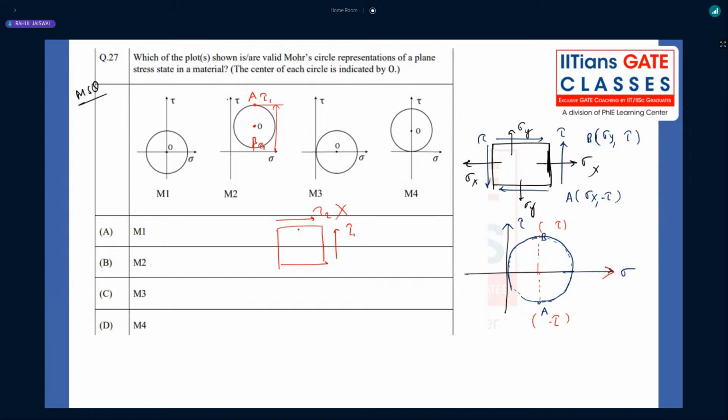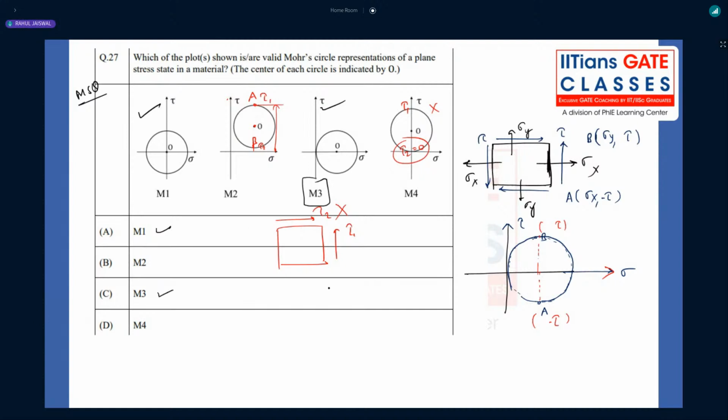That is incorrect, because to satisfy the couple equilibrium, the tau has to remain the same in magnitude, while the direction will obviously be different. So whatever unsymmetric circle there is, that is absolutely wrong. Here also, one tau is there and tau 2 is 0. How is it possible to maintain the couple equilibrium, right? So this option will be correct and this option will be correct. So M1 and M3 will be correct. Again, M3 will also be correct, right?